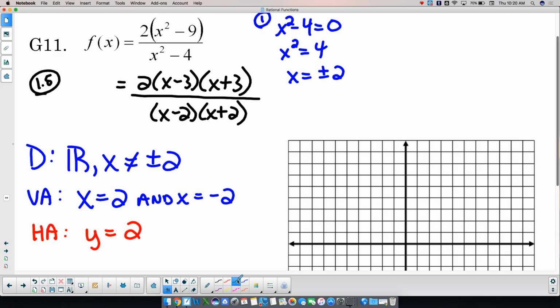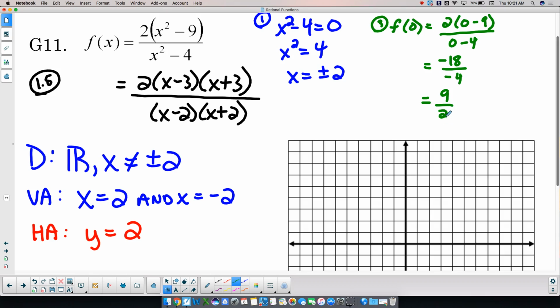Then step 3 says now I need to find my y-intercept. So that means I find f of 0. That's going to be 2 times 0 squared, which is 0, minus 9, all over 0 squared, which is 0, minus 4. So that's going to be negative 18 over negative 4, which simplifies down to positive 9/2. So my y-intercept is at 0, positive 9/2. Agree with that? Okay.